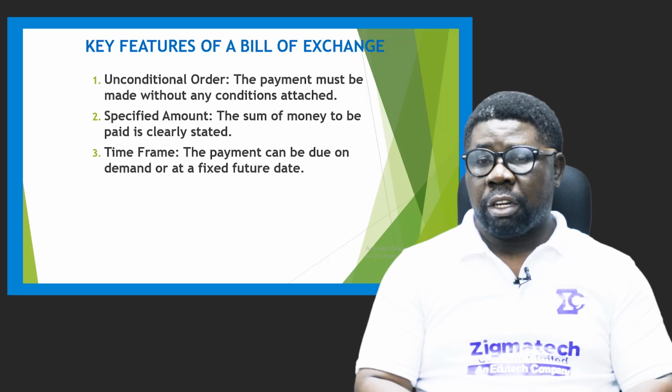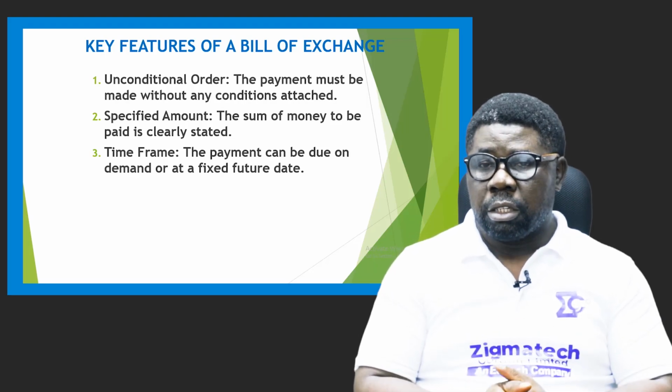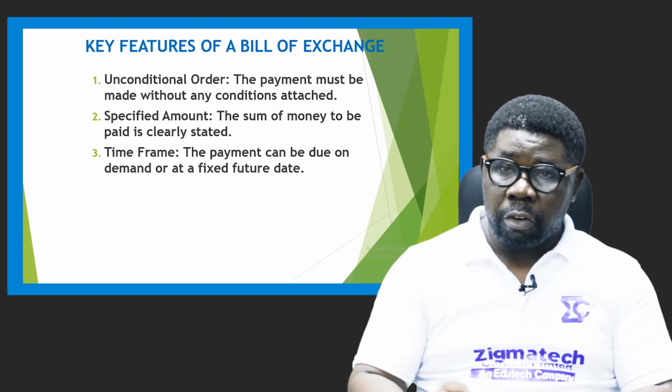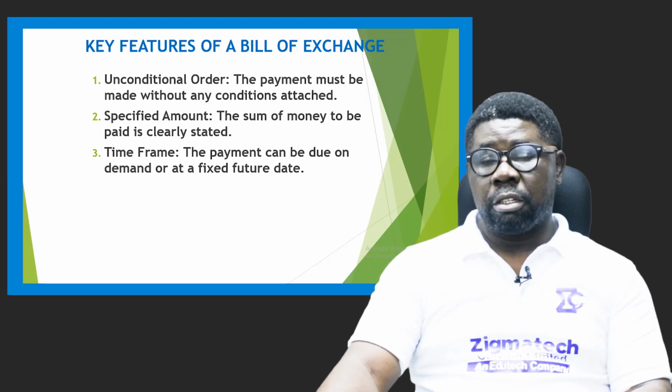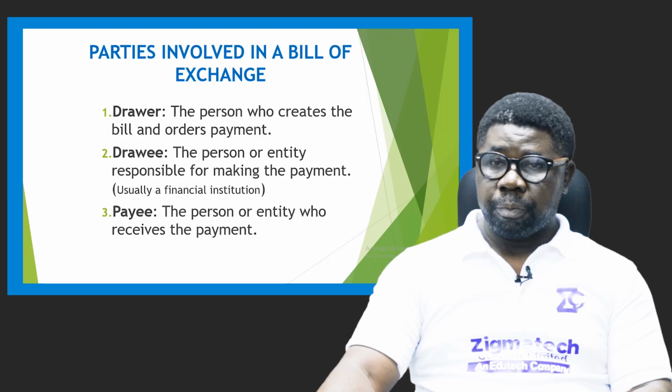Number three is that it has a time frame. The payment can be due on demand or at a fixed future date. So it must be stated there. There's a time frame for it to be applicable or administered. So these are things you must take note about the bill of exchange.